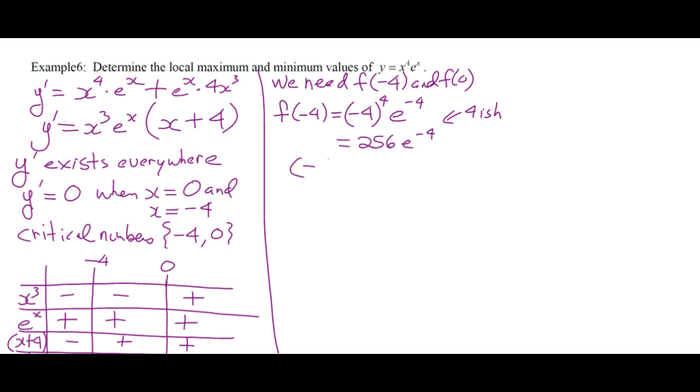Okay, so we've got the point negative 4, 256 e to the negative 4. And we want f of 0, which is 0. Requires no further calculation. 0 to the fourth times, who cares? Times 1, actually. But that's still 0. Okay, so we got the point 0, 0.